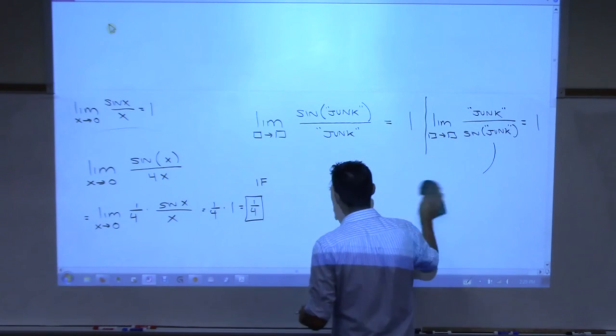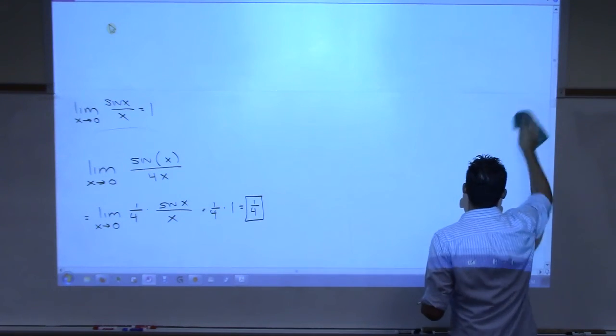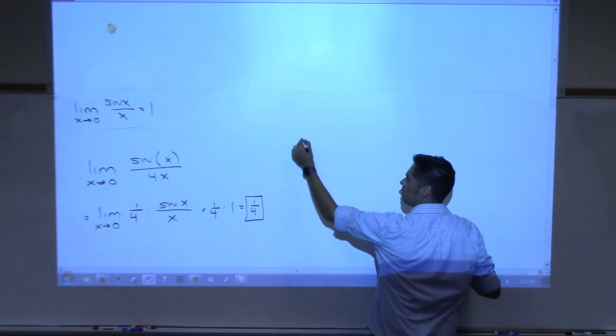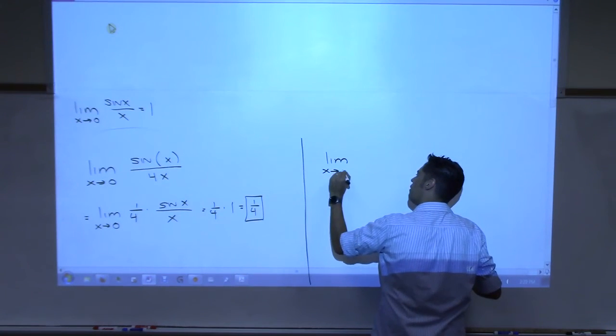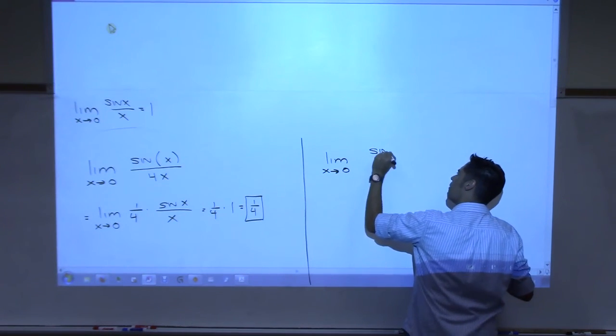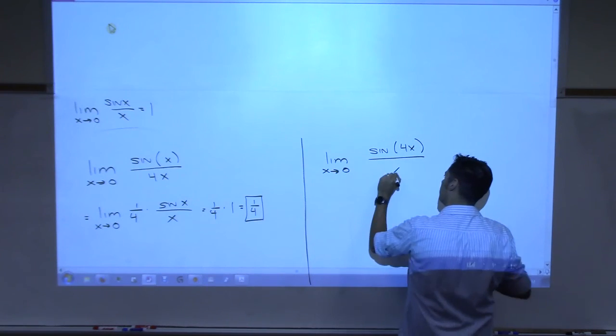Now I'm going to do a problem right next to it that looks a lot like it, but it's not the same. Ready? Limit as x approaches 0 of sine of 4x over x.